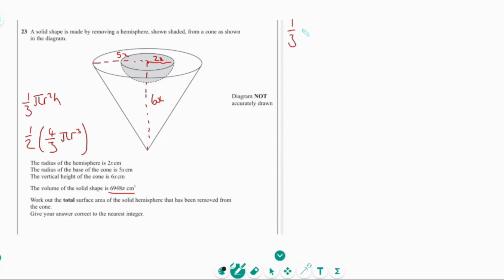A third times pi. That's r squared. Now r is 5x. Don't put the whole thing in brackets. We're squaring that whole thing. That's the first mistake people make. Minus 1/2. I'm going to do 1/2 times 4/3 already. 2/3 pi r cubed. Again, r is 5x. Put the 5x in brackets. Is equal to 6,948 pi.